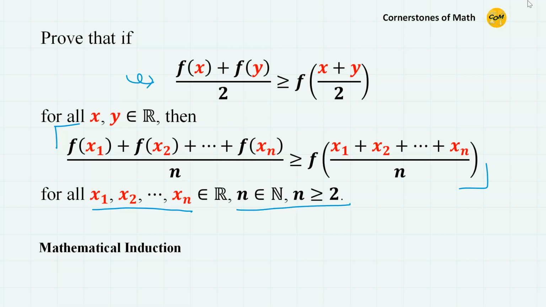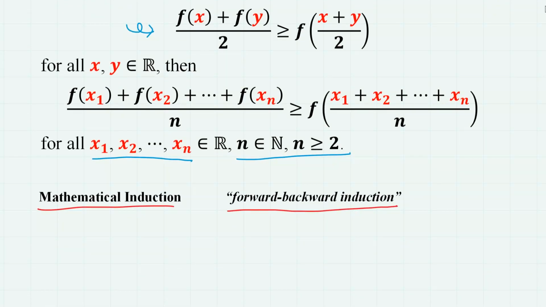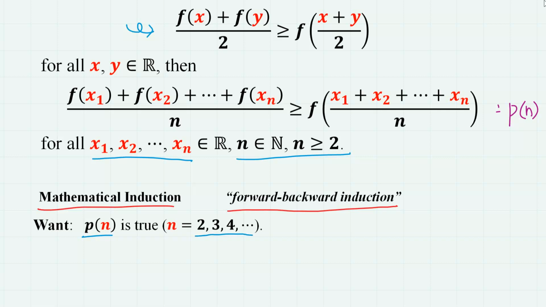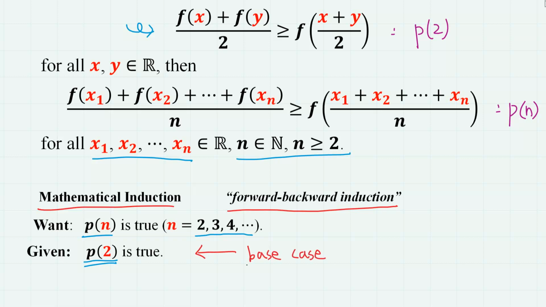Of course the proof involves mathematical induction, but inspired by the proof given in my last video, we will use a rather unusual kind of induction for this problem, which can be called forward-backward induction. In order to explain the procedure, let us call this generalized version of the inequality proposition Pn. What we want to prove is that proposition Pn is true for all natural numbers greater than or equal to 2. And here, it is given that this proposition is true when n equals 2, which is the base case of our induction.